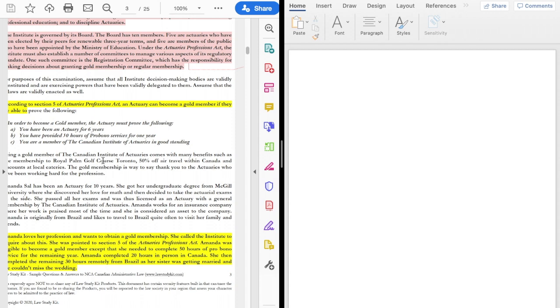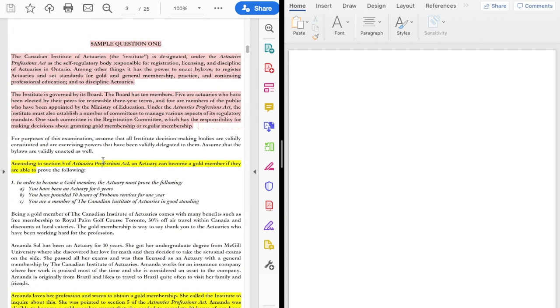So I'm going to walk you through some of the things that I like to do before I answer a question which is this long, and there are a lot of facts. Now, especially in admin law, the first thing that you should do is highlight any provisions in the question. So over here, you can see that there's section 5 of the Actuaries Professions Act that I've made up. So this question is pretty much made up. I hope that there are no real acts like that.